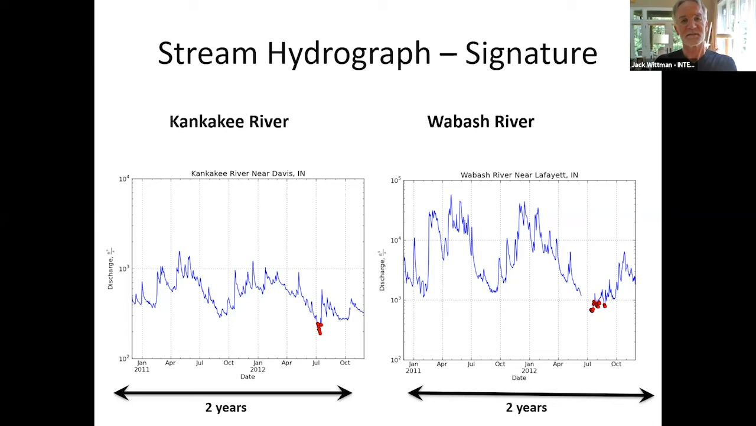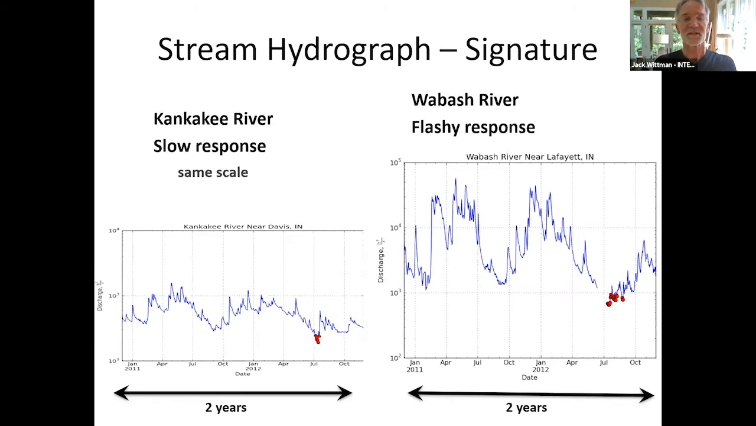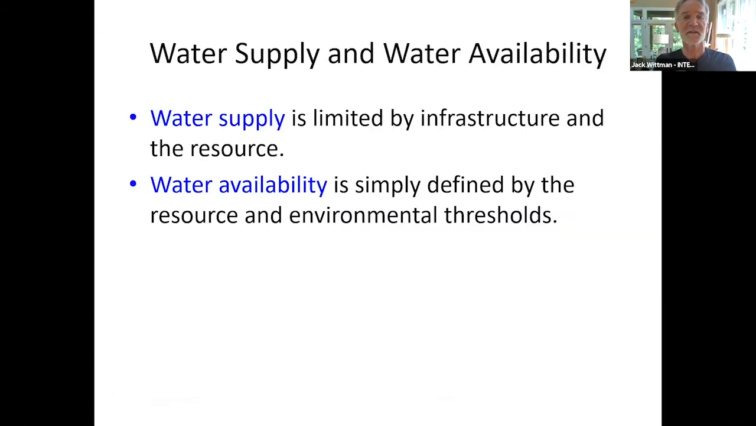It's not as interesting, I think, as the hydrograph, but at least it points out some of that same thing. Same response: a slow response for the Kankakee to change, and a fast, flashy response for the Wabash River. Less runoff and more base flow in the Kankakee.